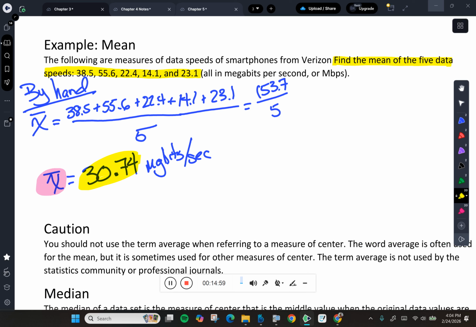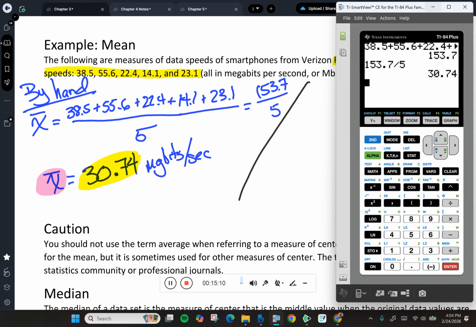Okay, I said to show you two ways to calculate this. That was one, the by hand method. And for a data set this small, 5 data points, doing it by hand is not a big deal. But I'd like to show you another way to do it using the calculator. First things first, I have a data set. I want to put that into the calculator, and I'm going to do that by putting it into a list.